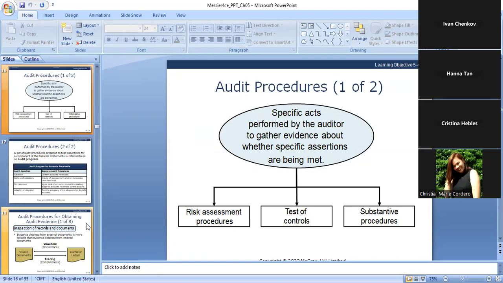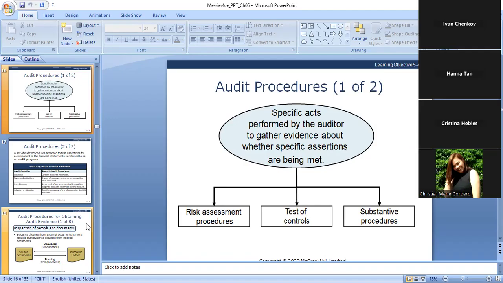Procedures. We have procedures, those are specific actions which are performed by the auditor to gather the evidence about whether the specific assertions are being met. So that's why it's important to know which assertion you're chasing in order to come up with the specific act which is going to confirm that specific assertion. So that's where the mistakes come in, in the audit area.